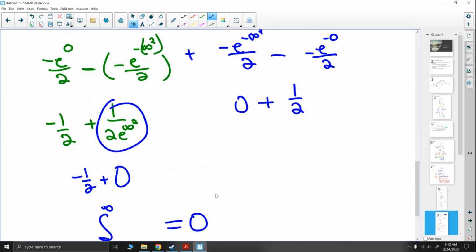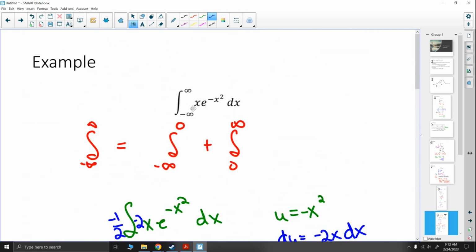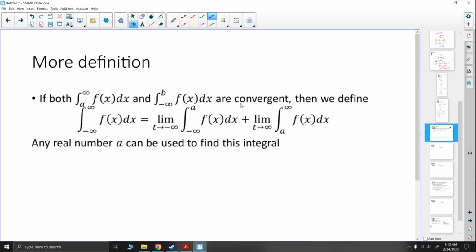So that is how we deal with negative infinity to infinity. Nothing special, just break it up. All right, now let's talk about another thing.